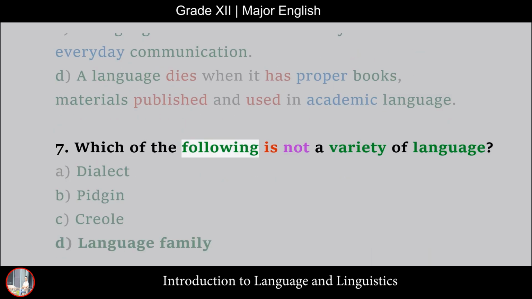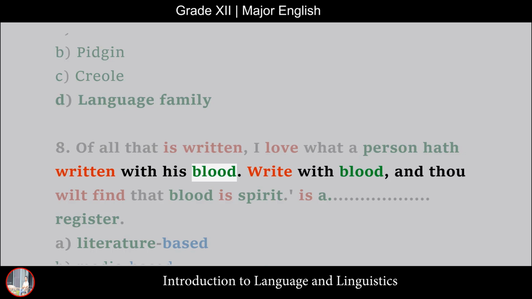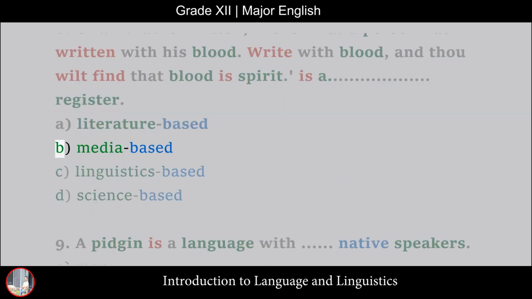7. Which of the following is not a variety of language? A. Dialect. B. Pidgin. C. Creole. D. Language family. 8. "Of all that is written, I love what a person hath written with his blood. Write with blood, and thou wilt find that blood is spirit." This is A. Register. A. Literature-based. B. Media-based. C. Linguistics-based. D. Science-based.